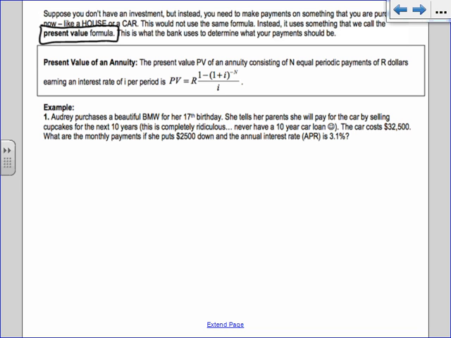Do you get that? Yeah, they want to make money off this deal. All right, so here's the problem. It says Audrey purchases a beautiful BMW for her 17th birthday. She tells her parents that she will pay for the car by selling cupcakes for the next 10 years. This, by the way, is terrible. Don't ever get a 10-year car loan.